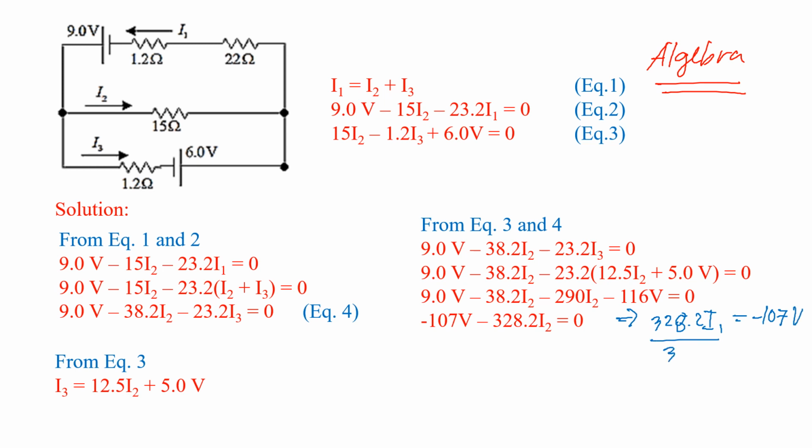Divide both sides by 328.2. Then you are left with I1. And by the way, this is in ohms. Okay. So your I1 is equal to, or sorry, your I2, I mean, so this is I2, I'm sorry. So your I2, I mean, is equal to negative 0.326 amperes. So it's equal to negative 0.326 amperes.